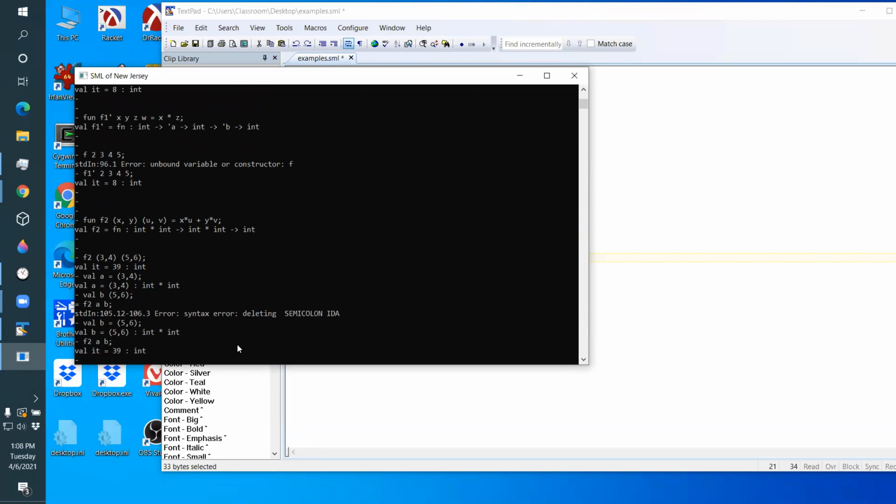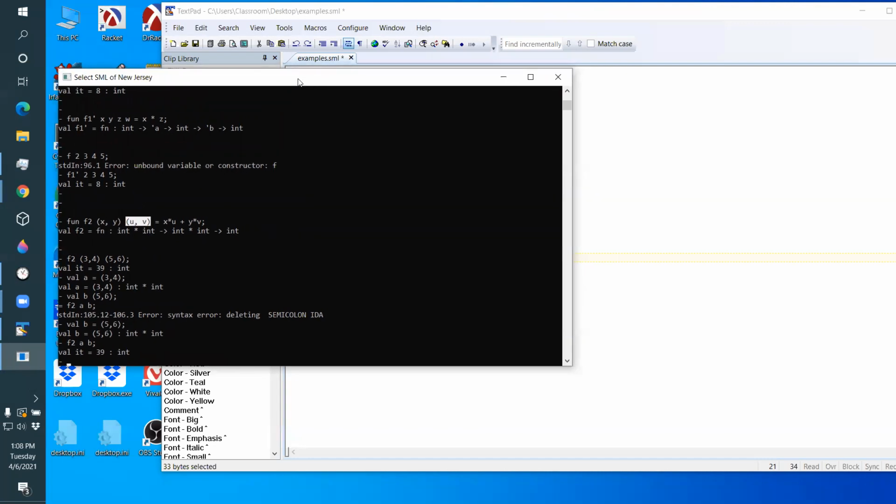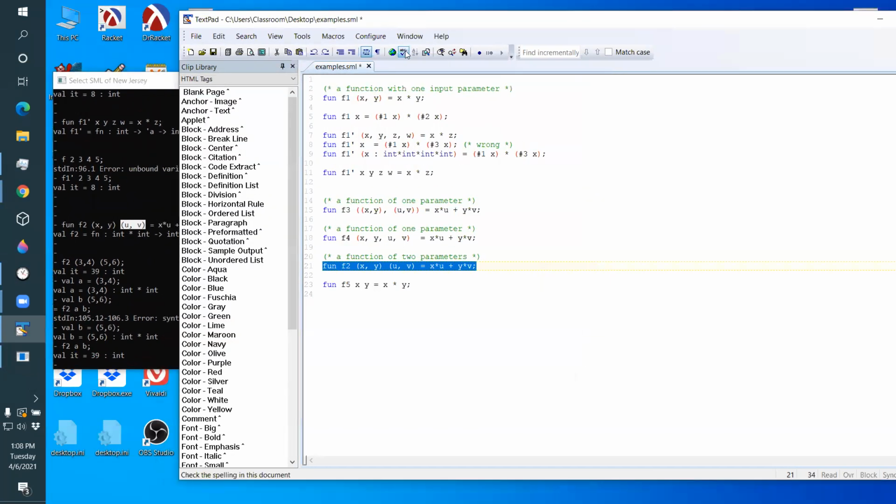See, F2 really is a function of 2 inputs, but tuple, tuple. Okay, right? So we have to be careful, it can get tricky and confusing. Once you're used to it, it's very elegant. Now I'll show you in a second what makes it so elegant, but it actually works out very nicely in a certain way. Okay.